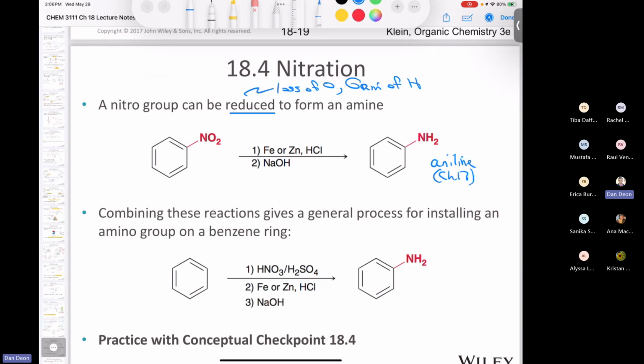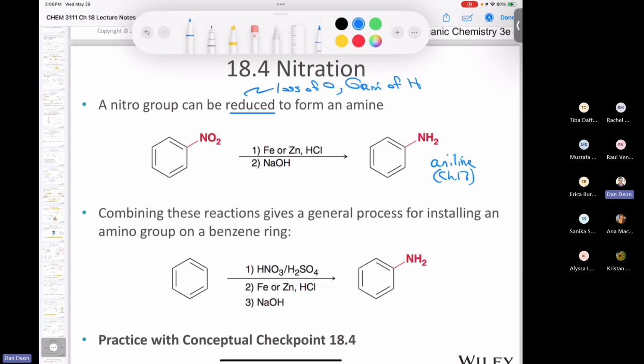So we reduce the nitro to an amine by treating it with iron or zinc metal and HCl. And then in the second step, we work it up using sodium hydroxide. Now, why would we do that? The reason is because after the first step, keep in mind you're in a strong acid. What you're going to get after step 1 is the conjugate acid of the product, so it's going to be NH3 plus. This is called anilinium. And then after step 2, you treat it with sodium hydroxide, which is a strong base. It deprotonates and gives you your aniline molecule.